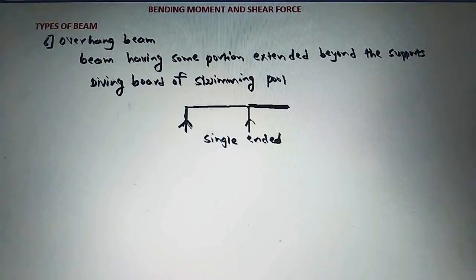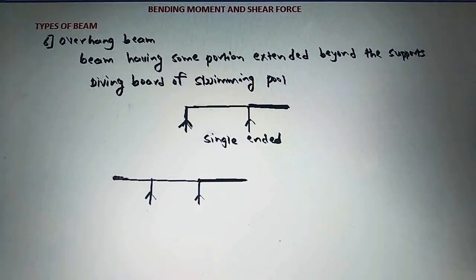overhang beam. If we draw a beam here which has these two supports, there are two ends. At the two ends of this overhang beam, the portions are extended beyond these two supports here. So these are the portions of this beam on the right side and on the left side which are extended beyond these supports here. So this is called a double-ended overhang beam. So this is all about the overhang beam.